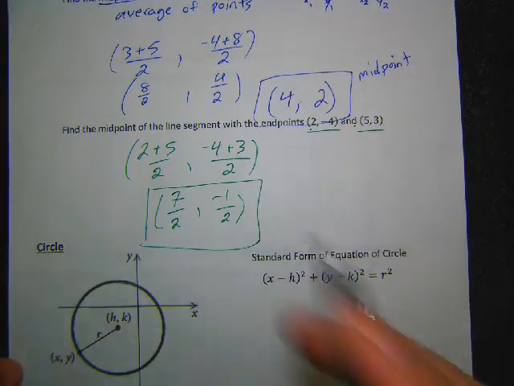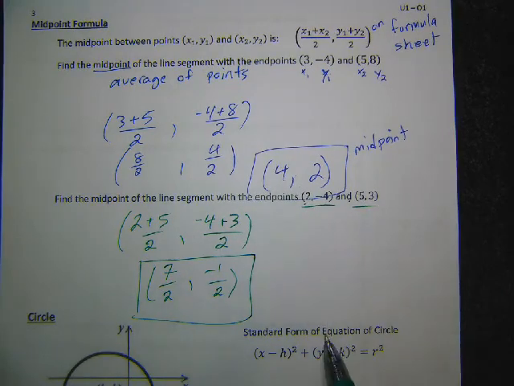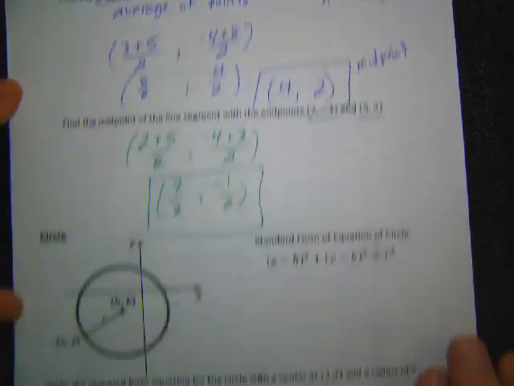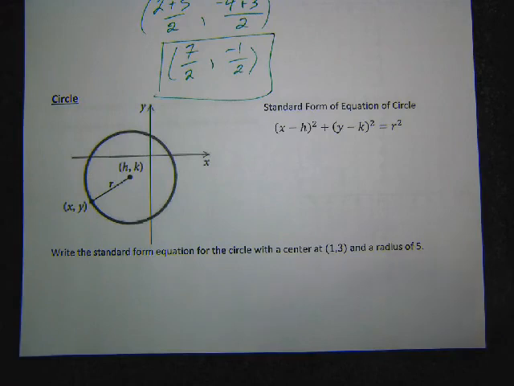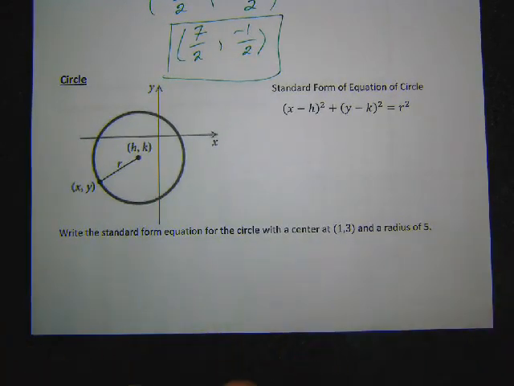So that's it for midpoint. Midpoint's not really that big a deal. Again, like I said, you're just averaging the points. Just add them up, divide by 2. The last part of the section is circles. We are going to deal with circles because circles are a great thing to work with, especially with midpoint and the distance formula, which you'll see in a minute.